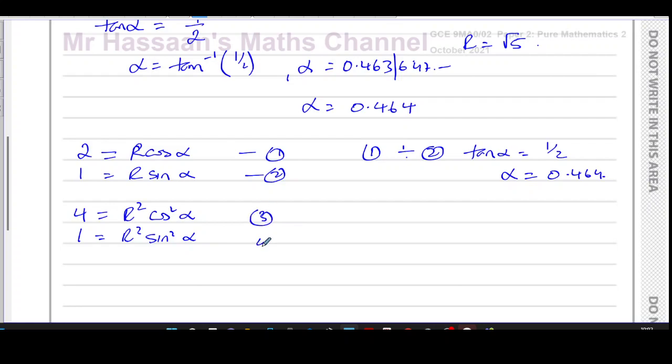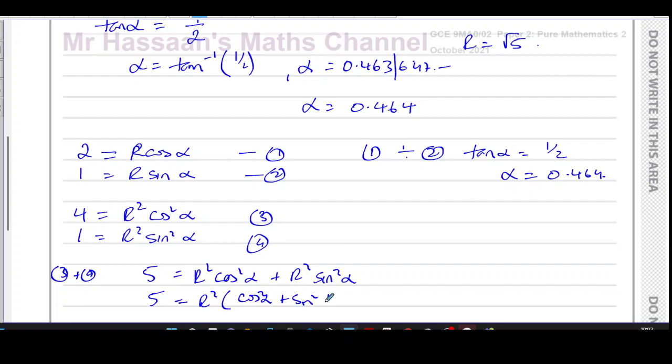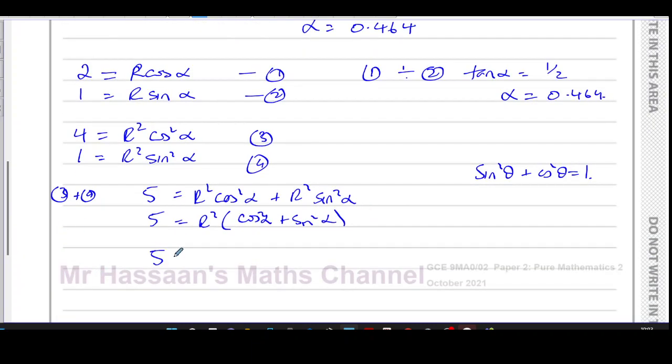And let me call that equation 3 and 4. And if I add these two equations together, 4 plus 1 is 5. And I have r squared times cosine squared alpha plus r squared times sine squared alpha. And then what we can do is take r squared as common. So we have r squared times cosine squared alpha plus sine squared alpha. And we know that sine squared of an angle plus cosine squared of the same angle is equal to 1. So I can replace that with a 1. So I end up with 5 equals r squared. So r equals the square root of 5.